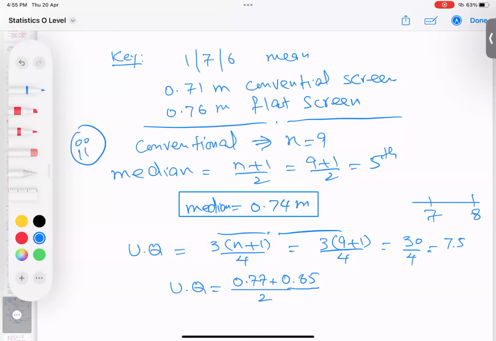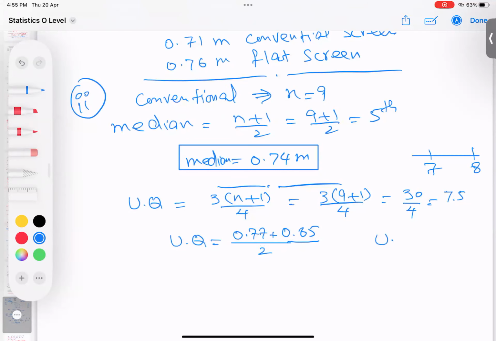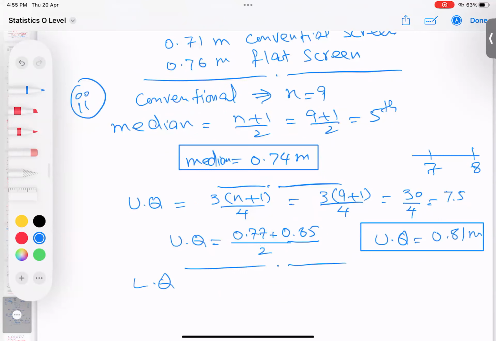And now I'm going to find it myself in the calculator. So it is 0.77 plus 0.85. If I add and divide by 2, I get 0.81. So Alhamdulillah Rabbil Alameen, the upper quartile is coming to us as 0.81 meters. Now I'm going to find the lower quartile.